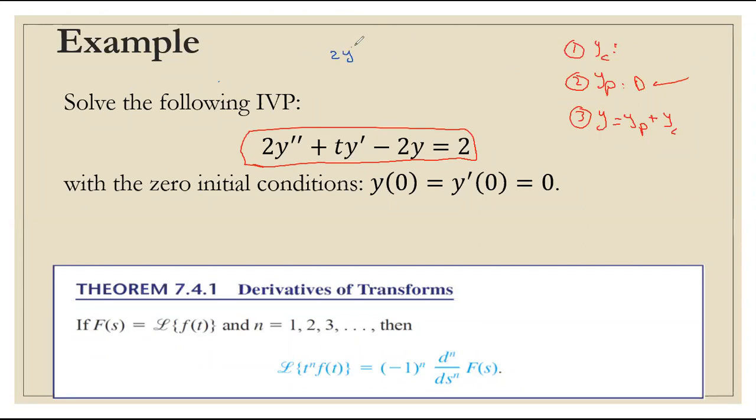2y double prime plus t y prime minus 2y equals 0. I equated it to 0. Then how to find the solution? The auxiliary equation. Could you please help me to write the auxiliary? So it's 2m squared plus tm minus 2 equals 0.